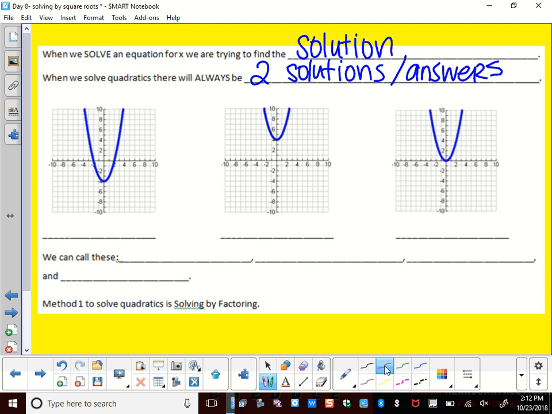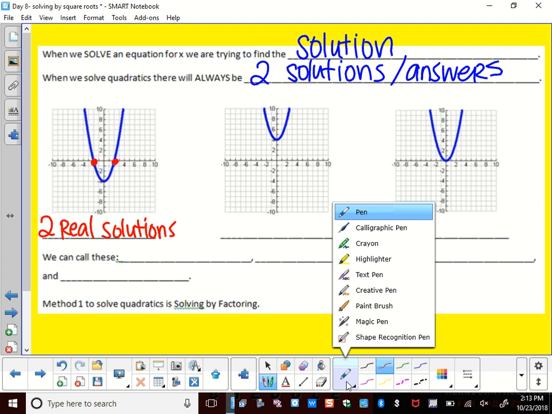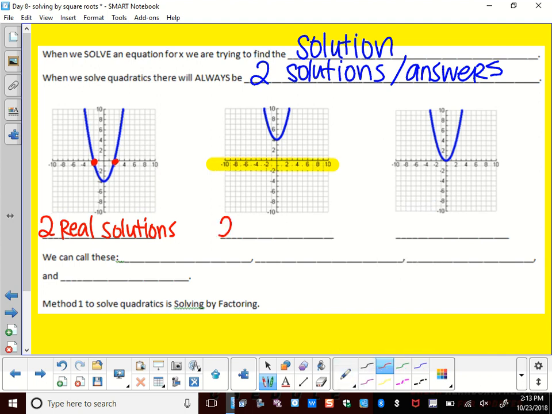All right, so we're crossing the x-axis here at two places. That tells me I have two real solutions. Solutions mean where I cross the x-axis. Am I even crossing the x-axis in our second example? No. So that would be two imaginary solutions, which we now know what that is. You can abbreviate if you need to.